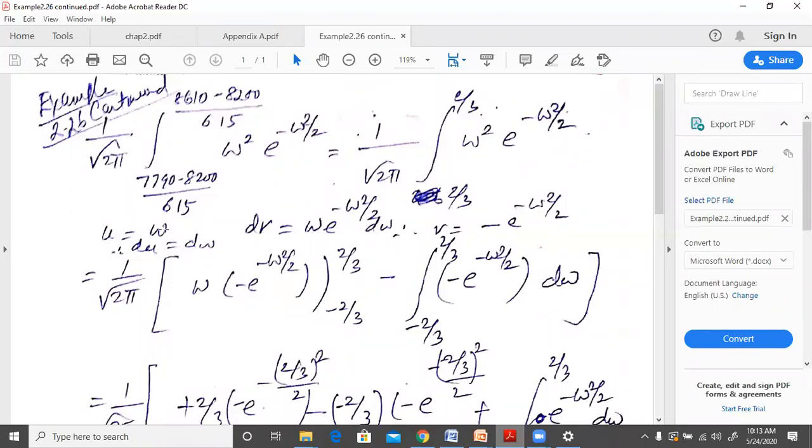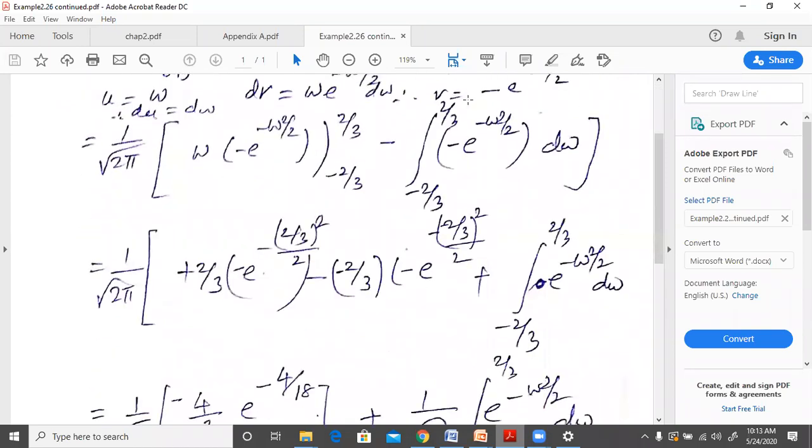So u is w, v is this quantity with the limits minus 2 by 3 and 2 by 3, and v du is, v is this quantity itself, du is nothing but dw. That is what is written. So minus minus will cancel, that will become plus. Also you need to substitute this 2 by 3 as the upper limit and minus 2 by 3 as the lower limit. So if you substitute the upper limit and the lower limit, you will get this, and this I am writing as it is with a minus of minus as plus.